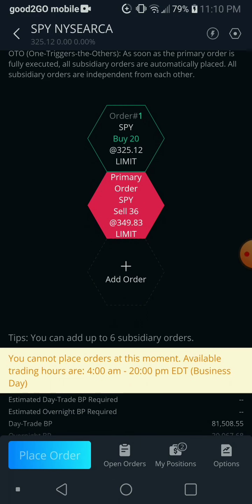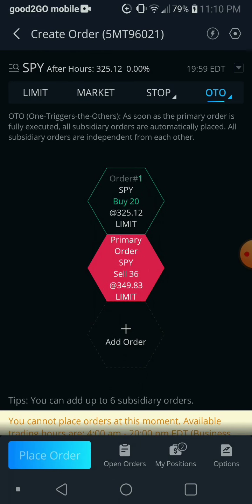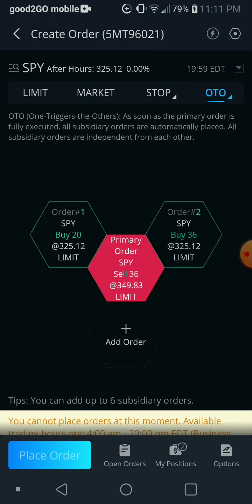As you can see, the first order here, the primary order, will trigger the other order. So if the S&P 500 gets sold for 349.83, then it will enter another limit order that says, hey, if it drops down to 325 again, please buy 20 stocks. So you can see order, trigger, order. You can add more. See, you can add another order. So this primary order will trigger 1 or 2 or 10 orders. You'll just enter as many orders as you want.